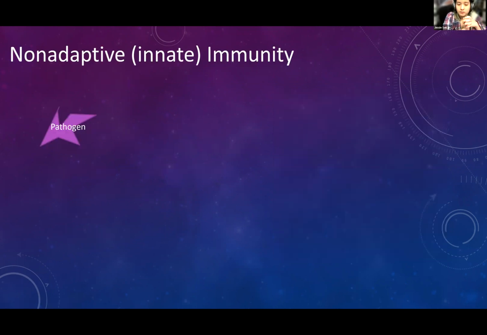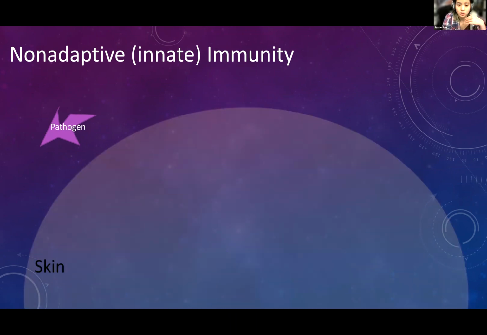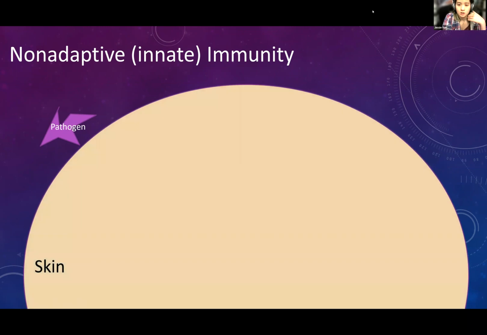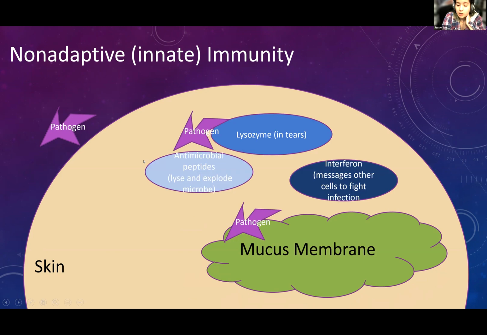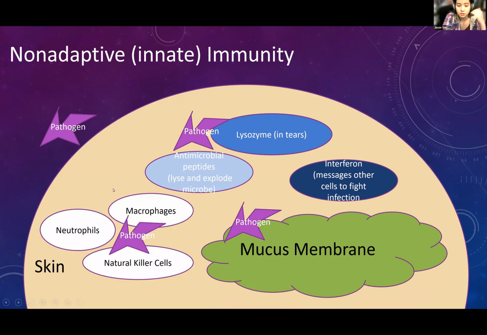So when it comes to non-adaptive immunity, these again are non-specific. If a pathogen tries to get into the body, the first thing it's going to run into is the skin barrier. And if it still manages to get into the body, then there are mucous membranes that it runs into, as well as lysosomes, which are in tears, antimicrobial peptides that lyse and explode microbes, and interferons, which message other cells to fight the infection. In addition to those, there are white blood cells, such as neutrophils, macrophages, and natural killer cells that are able to target these pathogens non-specifically.